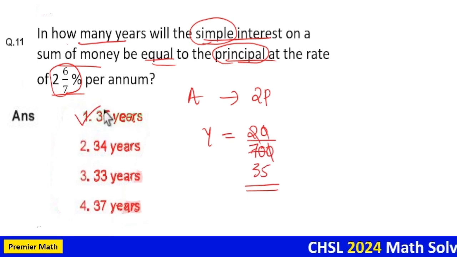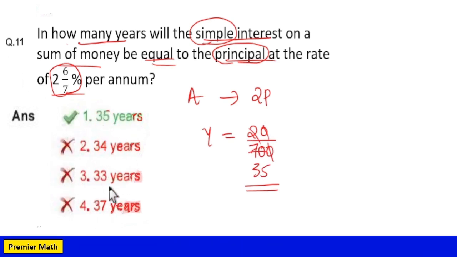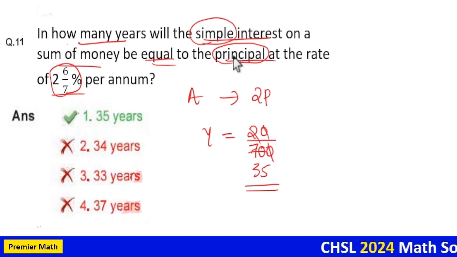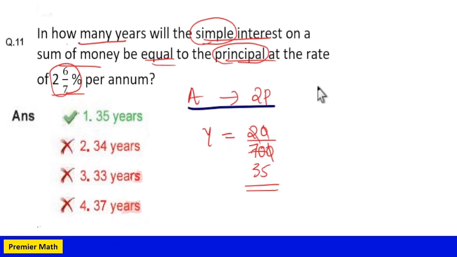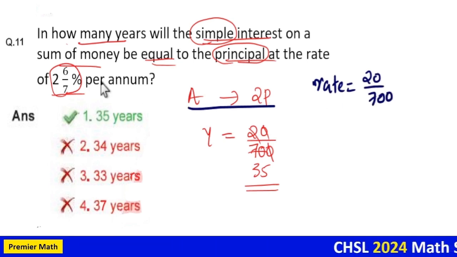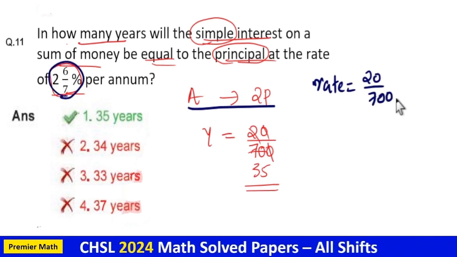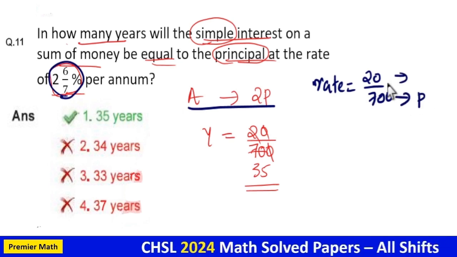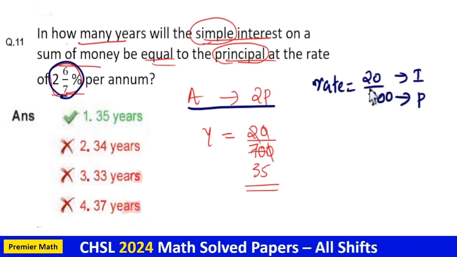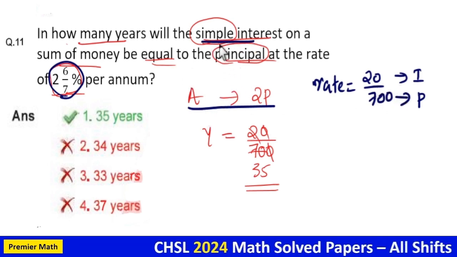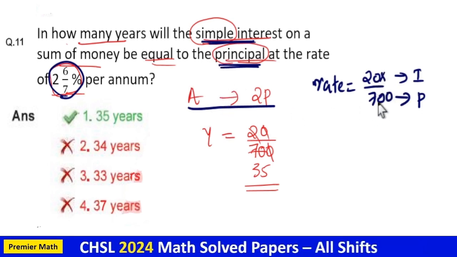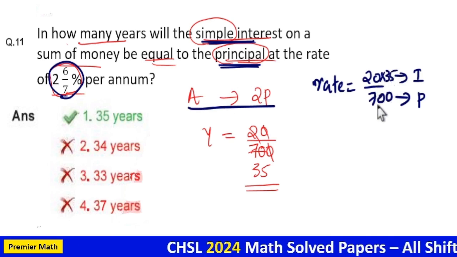Option 1 is your answer. That is, whenever you have a question relating to simple interest, or whenever the question says the amount is 2 times the principal, then take the rate. Here rate is equal to 20 by 7%. Now this 700 part is the principal and this 20 part is the interest generated out of the 700 part in 1 year. Now the question says simple interest is equal to the principal, which means this 20 part should be equal to 700 in 35 years. 20 into 35 is 700.